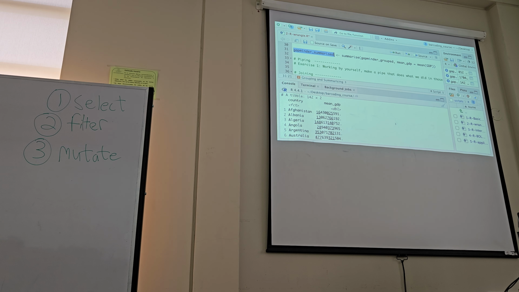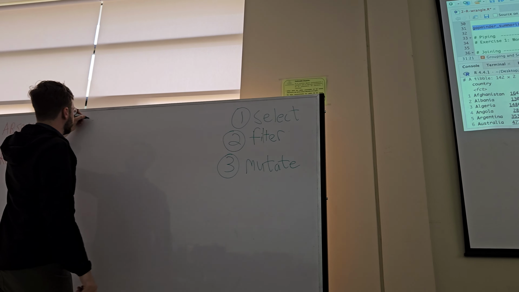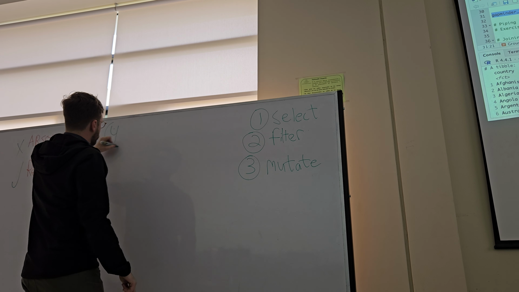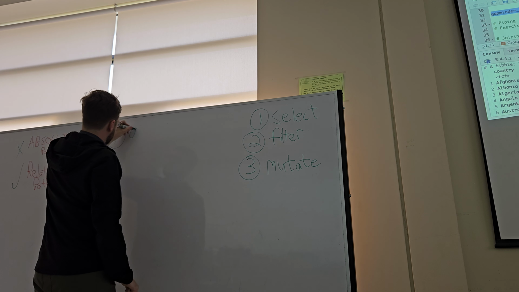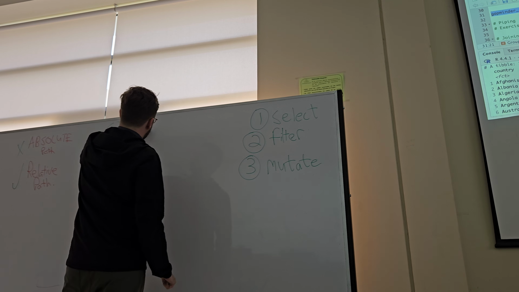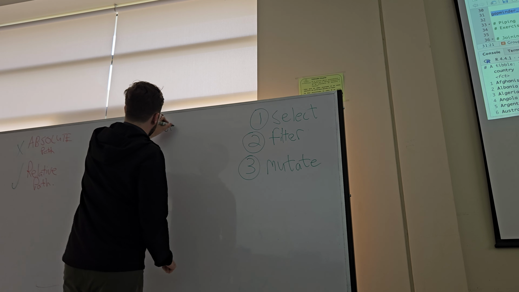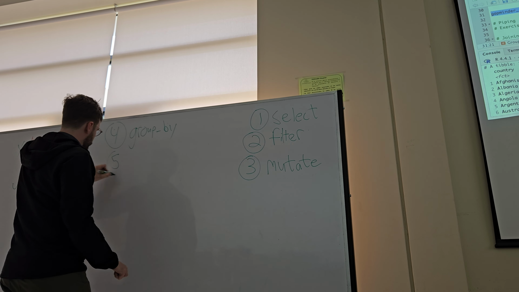Remember, absolute path bad, relative path good. I'll write them over here. Sorry, it's backwards. I think this is too low for people in the back to see. 4. Grouped by 5.